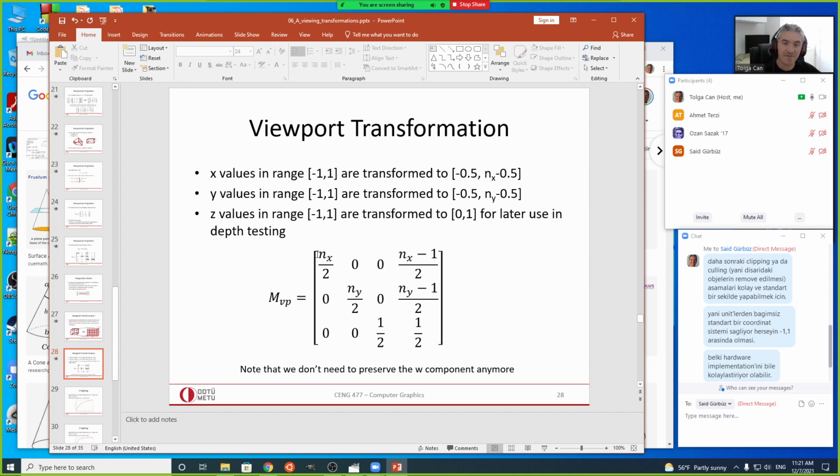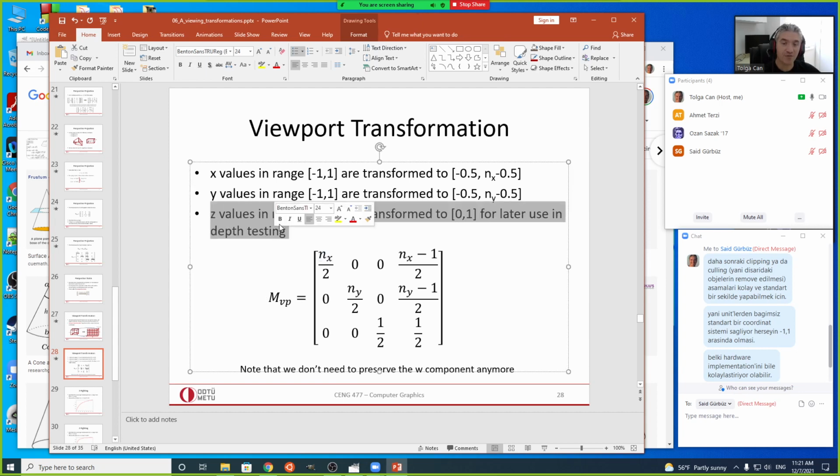So we're scaling everything with nx divided by 2. Why divided by 2? Because the original distance was not 1, it was 2. From -1 to 1, it was 2. And now we're scaling it to nx. The scale factor becomes nx divided by 2. Also, as I said, the scaling of the depth values, which were between -1 and 1, transformed back to 0, 1 for later use in depth testing, occurs here at viewport transformation.